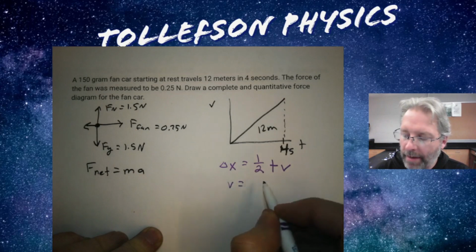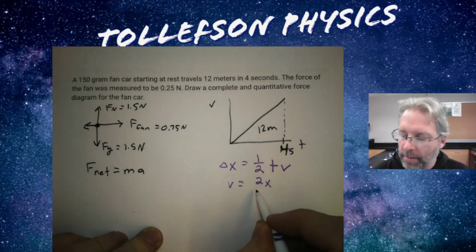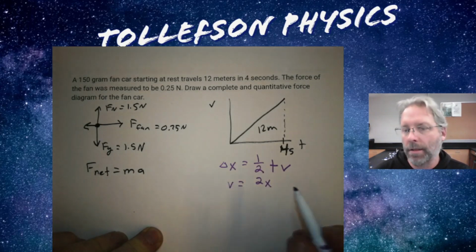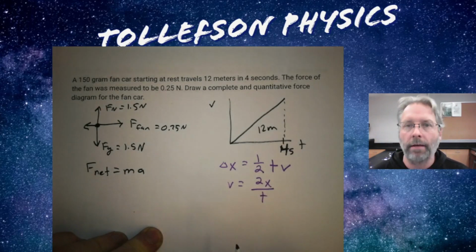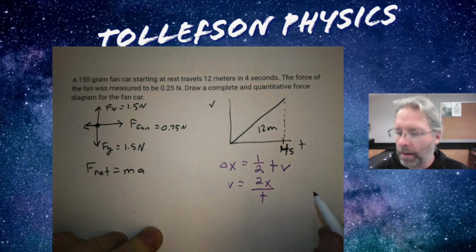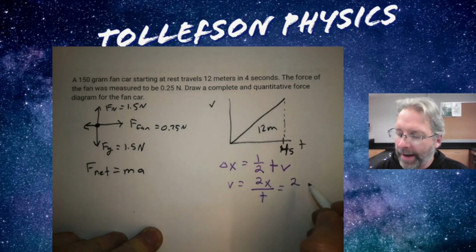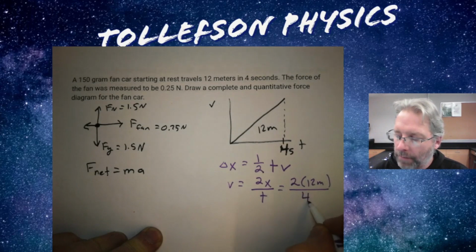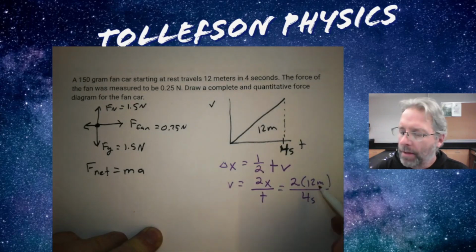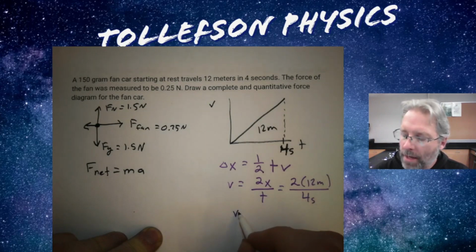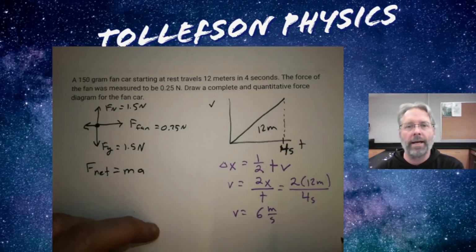And so what I end up with is 2 times x, and I'm dropping the delta because it starts at position equals 0, divided by t. All right, very good. So what I have is 2 times 12 meters, and it took 4 seconds. You can do your math however you want. 12 times 2 is 24, divided by 4 is 6. So my final velocity in this particular case is 6 meters per second.